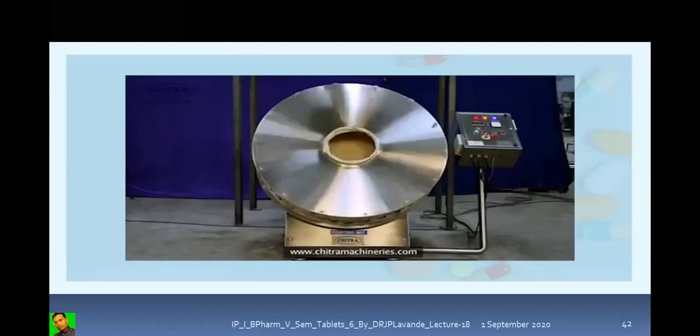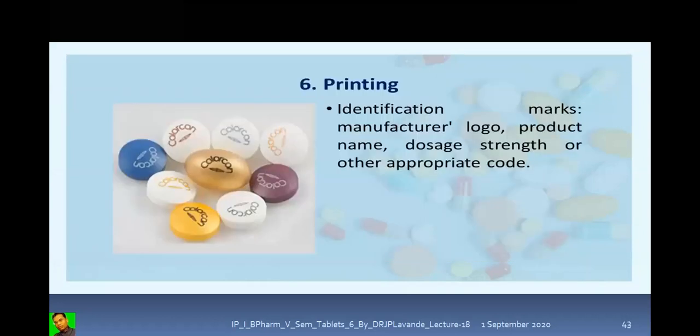This is the assembly which is used in order to give polish to the tablets. The tablet will be made bright and shiny through the stage of polishing. Generally waxes are used to give the polish to the tablets, waxes like carnauba wax. So sealing, subcoating, then smoothing, then coloring, then polishing, and then there is printing. So printing is the sixth and the last stage.